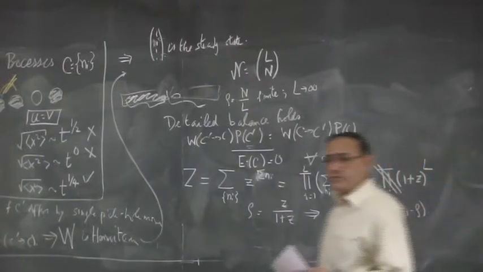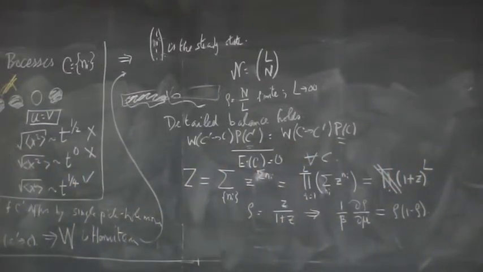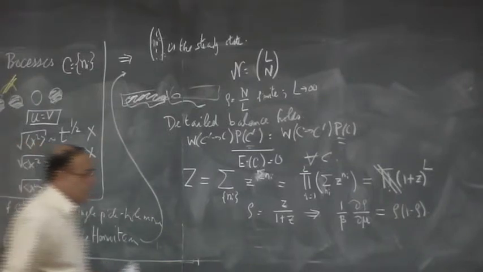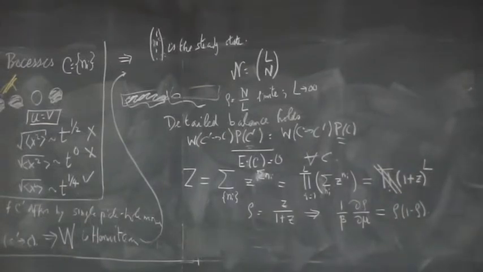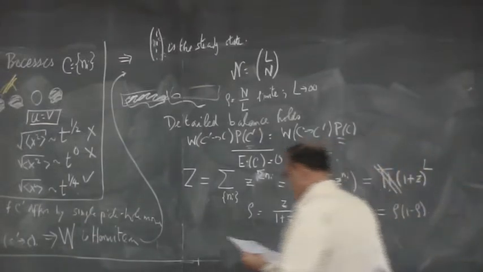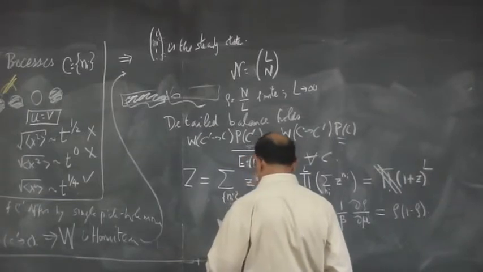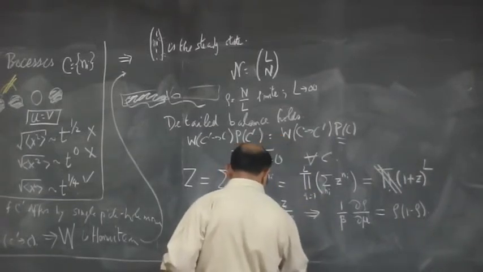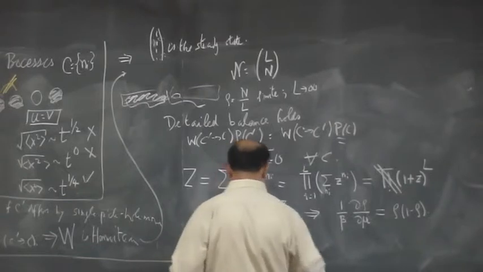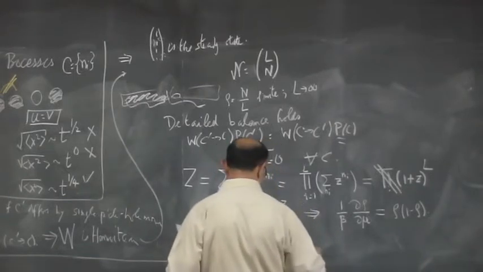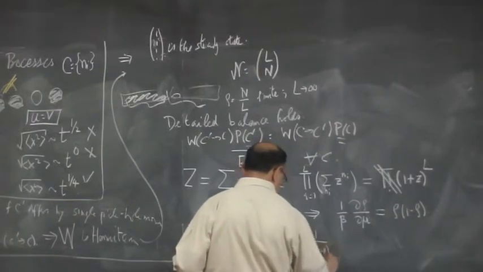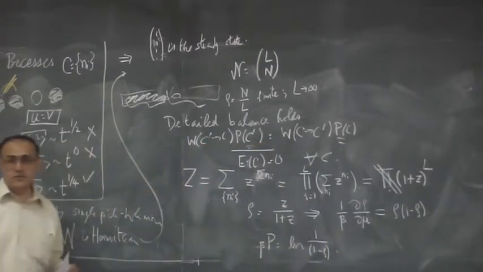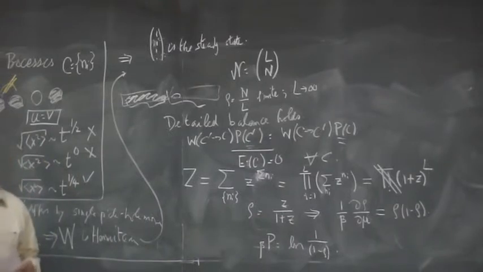Also, we can find the equation of state. What is the equation of state? It's the relation between pressure, density, and temperature. How do we find that? Pressure is easy to find once you know the grand partition function. You take a log. That's it. So if you do that, you immediately derive beta p equal to log of 1 over 1 minus rho. So this is the equation of state.